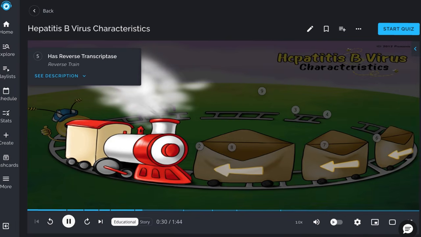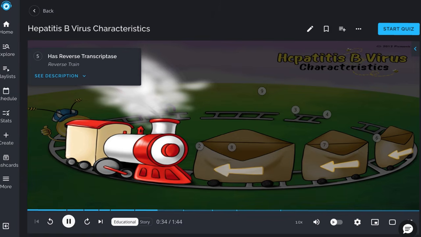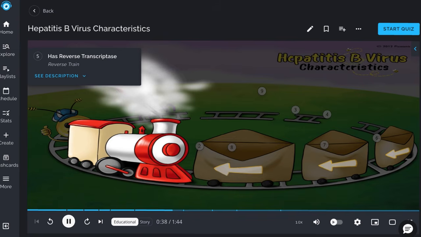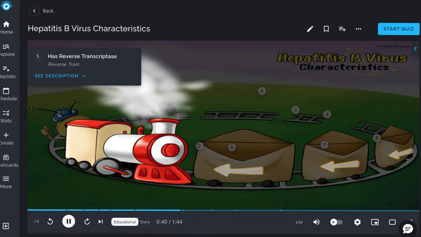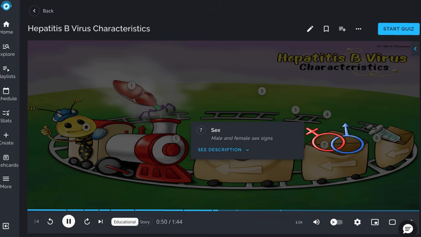Hepatitis B virus replication is unique because it occurs via reverse transcription of viral RNA using reverse transcriptase, shown by the reverse train facing the right with the carts facing the left. This virus is transmitted by exposure to infected blood, often via IV drug use, shown by the syringe. Sexual intercourse, portrayed by the male and female sex signs, can also result in transmission.